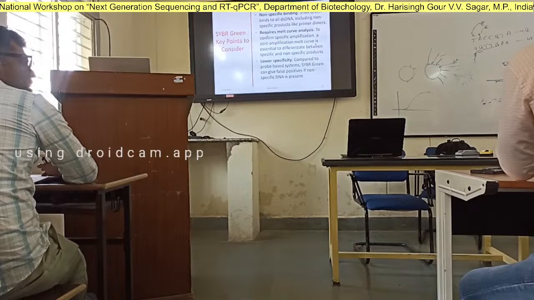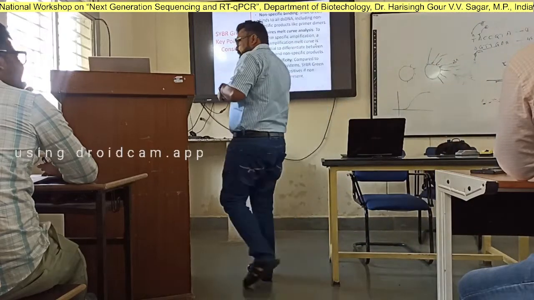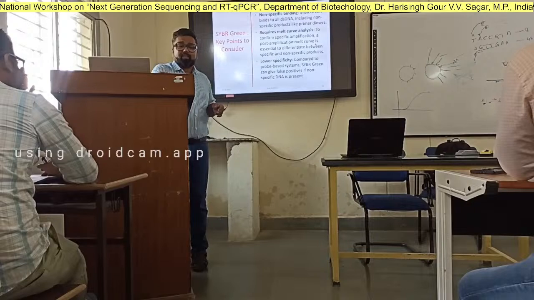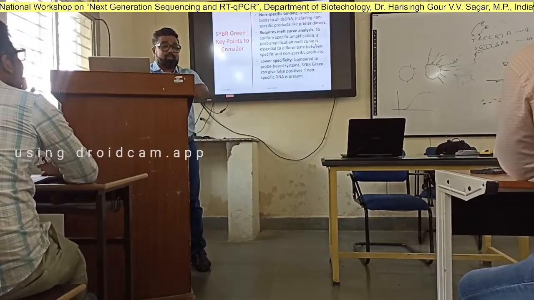So what will happen is the SYBR Green will give you tremendous high intensity after the assay, but then you will realize the assay just made you an ass. Right?